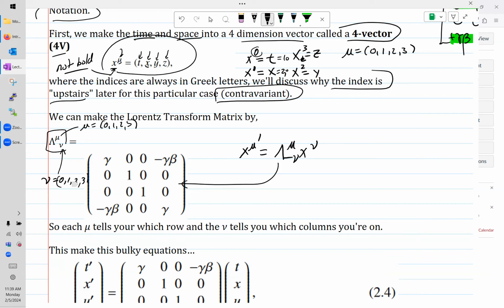So mu equals 0, nu equals 0 represents this number here. Let's pick another one. Mu equals 0 and nu equals 3. Is it row first or column first, Alex? Row is first, like in programming. But this is upstairs, so this will go along with the time coordinate. Yeah, you're right. So 0, 3. You can basically map out, if you have this matrix somewhere, what each of the elements are, and these mu's and nu's represent which element you're talking about.